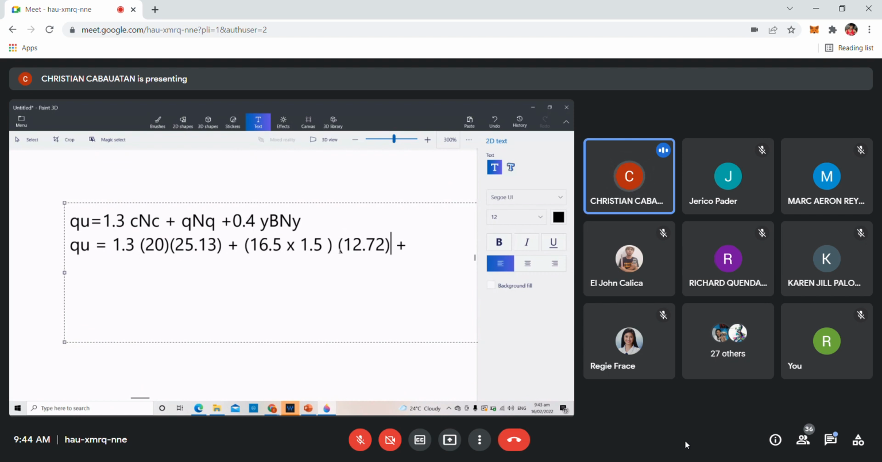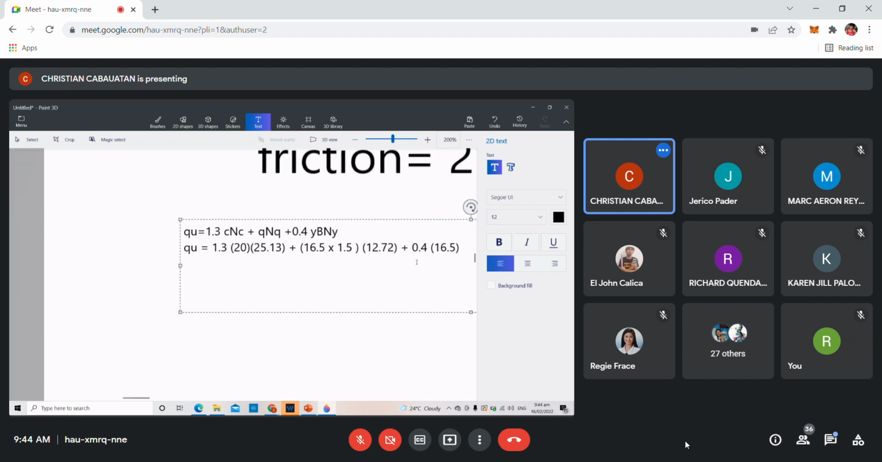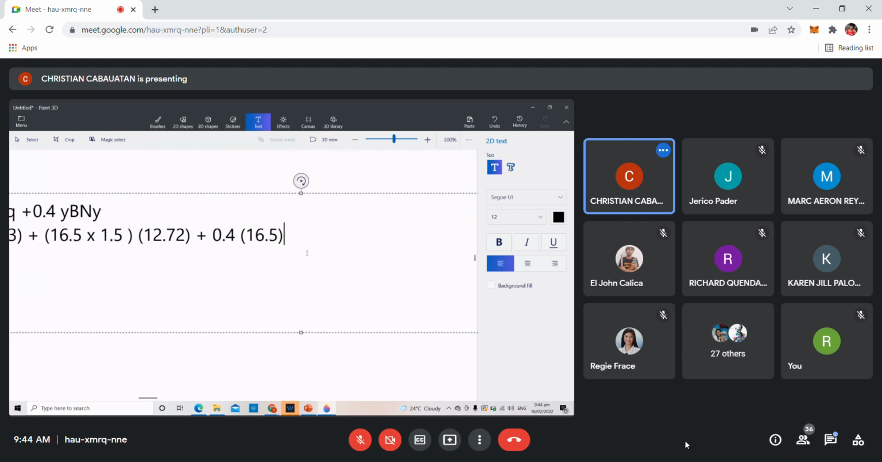Ano yung Nq natin? 12.72. Yesterday, nakakalimutan ko si Nq na ilalagay. And then, i-add natin kay 0.4 times gamma. It is 16.5. Multiply natin kay B. It is 2. And then multiply natin siya kay N gamma, which is 8.34.